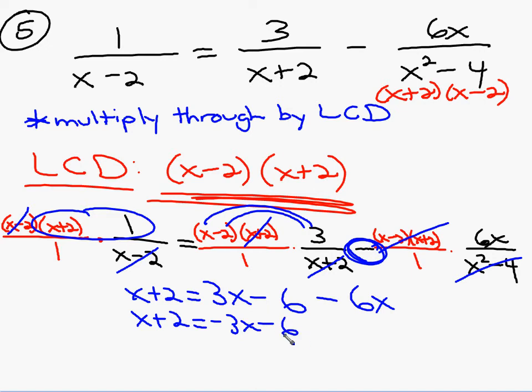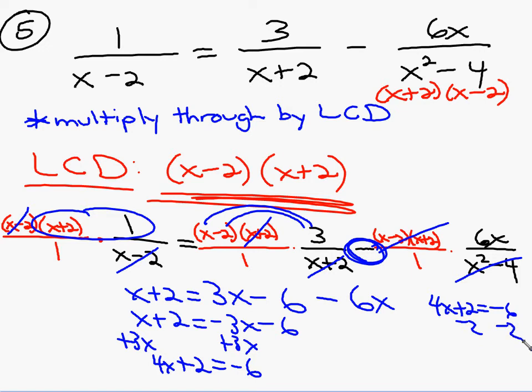I need to get all my x's together, so I will add 3x. 4x plus 2 equals negative 6. I'm going to come over here. 4x plus 2 equals negative 6. Subtract 2. 4x equals negative 8. Divide by 4. And I get negative 2. Now, if you got that far, I would be thrilled to death with all of you.